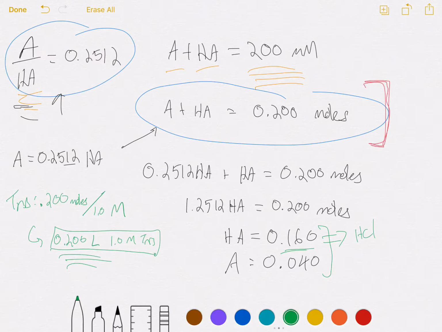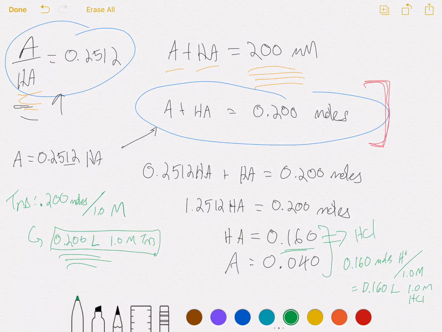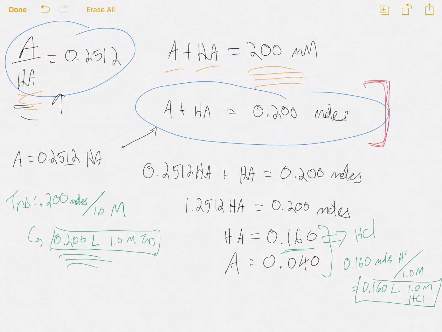Okay, so now it's the same thing, M1V1, M2V2. If we need our final concentration to be 0.160 moles of H plus, divide that by 1.0 molar solution, we're going to get 0.160 liters of 1.0 molar HCl. All right, so that is the second half of our recipe.